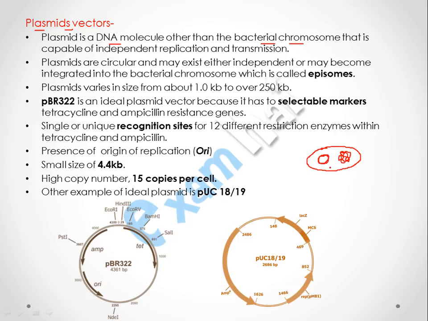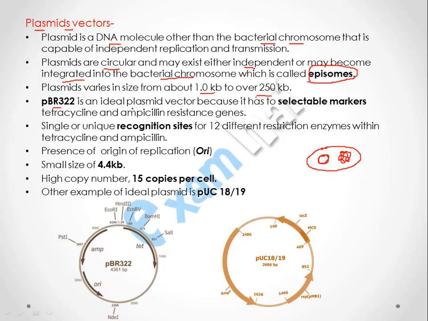So it is a kind of extra-chromosomal DNA. The plasmid is independent and replicates independently. A plasmid is circular and may either be independent or be integrated into the bacterial chromosome. If it is integrated into the bacterial chromosome, then it is called an episome. Plasmids vary in size from 1 kb to 250 kb, depending on the species of bacteria you are using for the experiment.